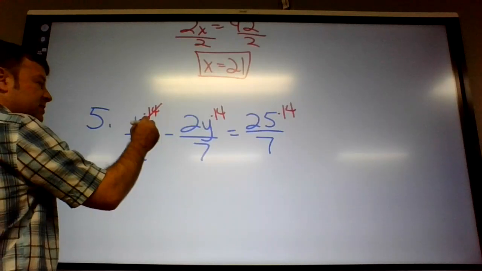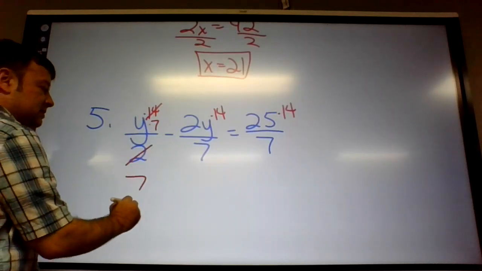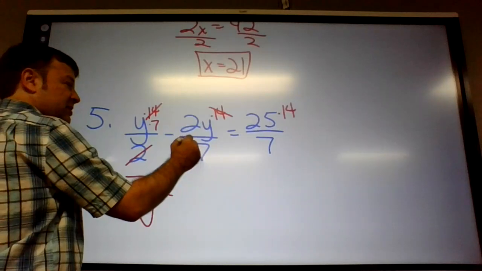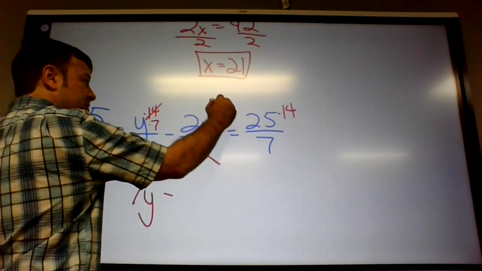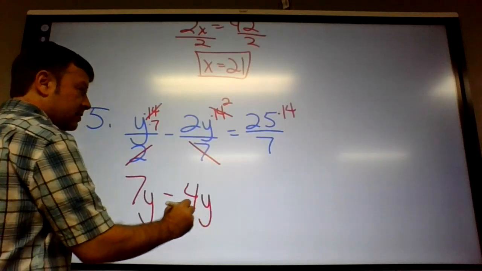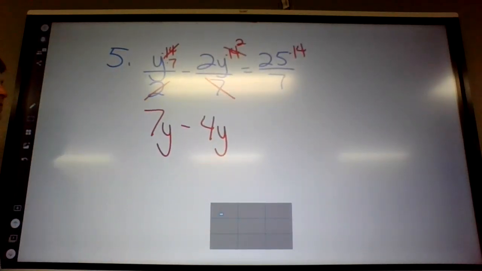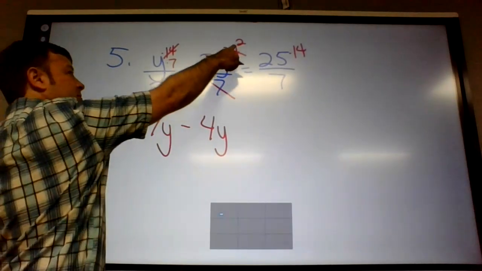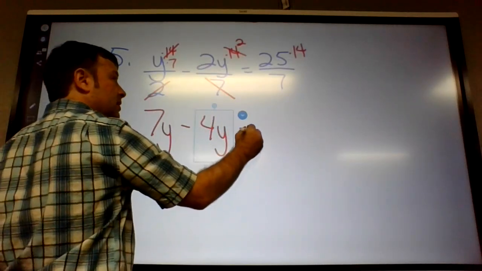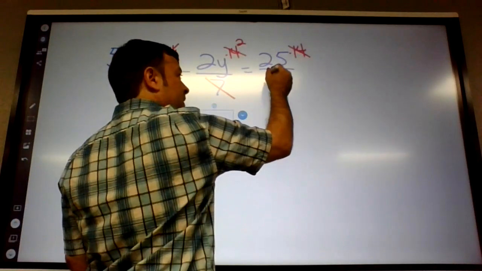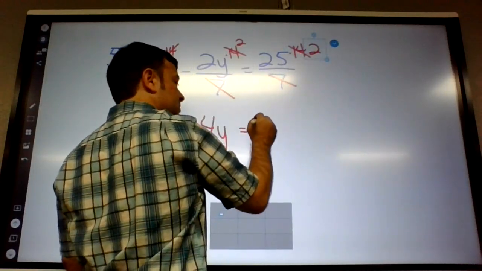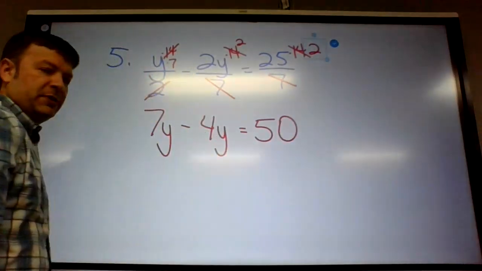It's just easier to divide first. 14 divided by 2 is 7. So that'll be a 7y. 14 divided by 7 is 2. 2 times 2y is 4y. And 14 divided by 7 is 2. 25 times 2, 50. That's going to be a fraction.